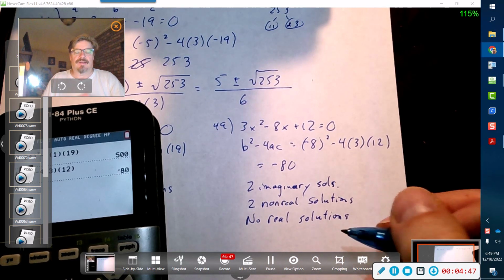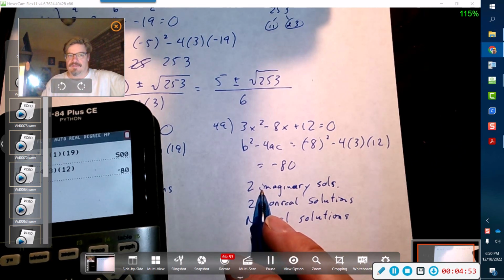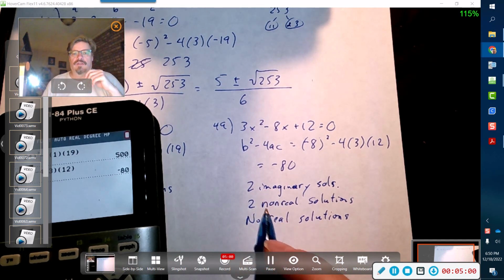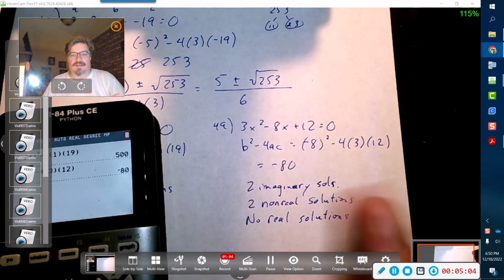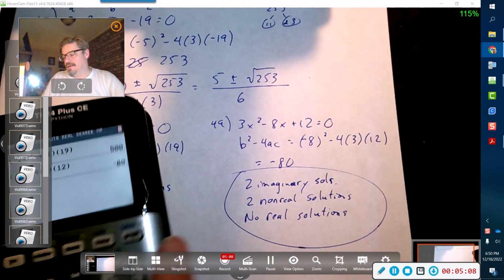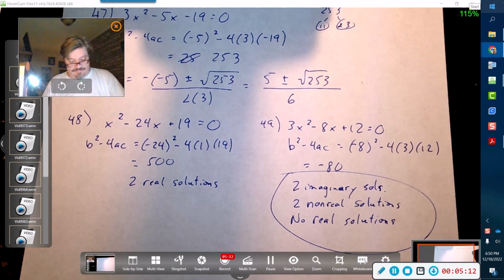Okay. So notice that imaginary means it's not real. Okay, but there's two of them. They just have i's, so they don't actually have a place on the XY coordinate plane. They're on a different plane. Two non-real means that they're imaginary, and no real just means the same. So these are all acceptable, and depending on what kind of language the SAT wants to use, that's how they're going to say it.